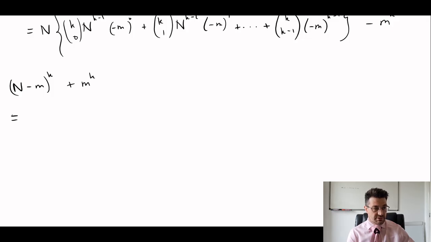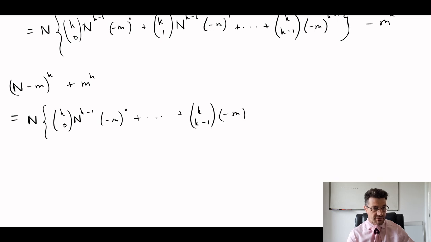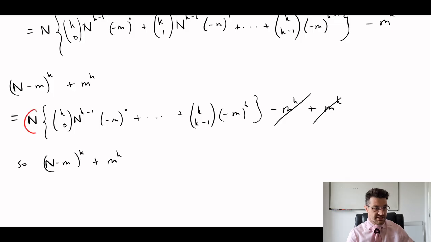is equal to, as we've just seen, n times all of this stuff in the brackets, k choose 0, n to the power of k minus 1, minus m to the power of 0, plus and on, minus m to the power of k, plus m to the power of k. So that cancels with that, and so n minus m to the power of k plus m to the power of k, since it has a factor of n, is divisible by n.